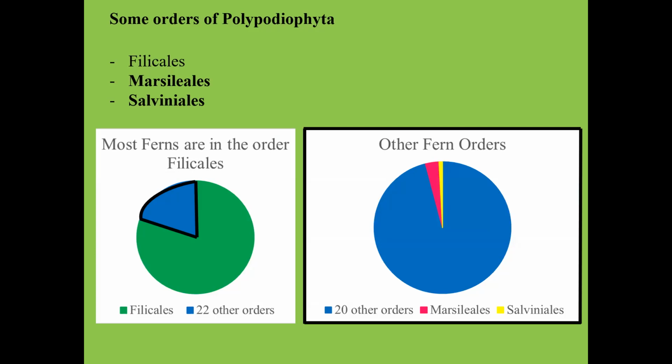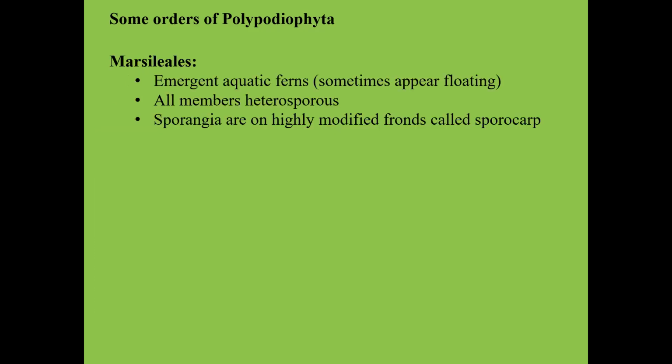So Marsileales and Salviniales, they don't make up a lot of that slice, but they're more common than some of the other orders, and so that's why we talk about them in this class. Right, so Marsileales is only 3% of that slice, Salviniales is only 1% of that slice, and the 20 other orders that we do not cover in this class make up the 96 other parts of that slice. Okay.